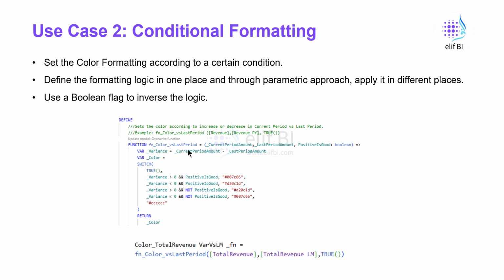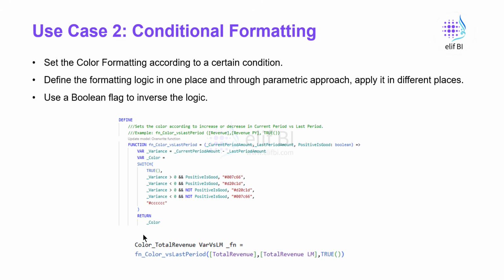Okay, we define the variance, and then we say if the variance is greater than 0, that means the current period is greater, and positive is good, which is true, then you have to select a green color. This is the hex code for the green color. If it's less than 0, a red color. If it's inverse, instead of true, you have got false, then it's going to be red for the variance greater than 0, for example, expenses. And if the variance is less than 0, then it's going to be green.